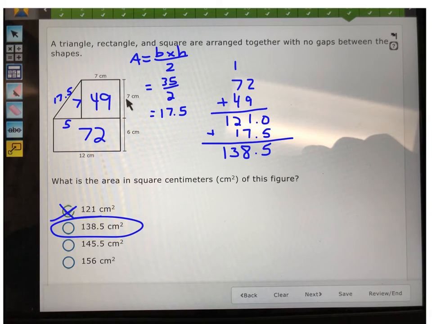Now 7 times 7 is 49, and 6 times 12 is 72. So I add 72, 49, and 17.5. I get 138.5, and that is in centimeters squared, and there is my answer.